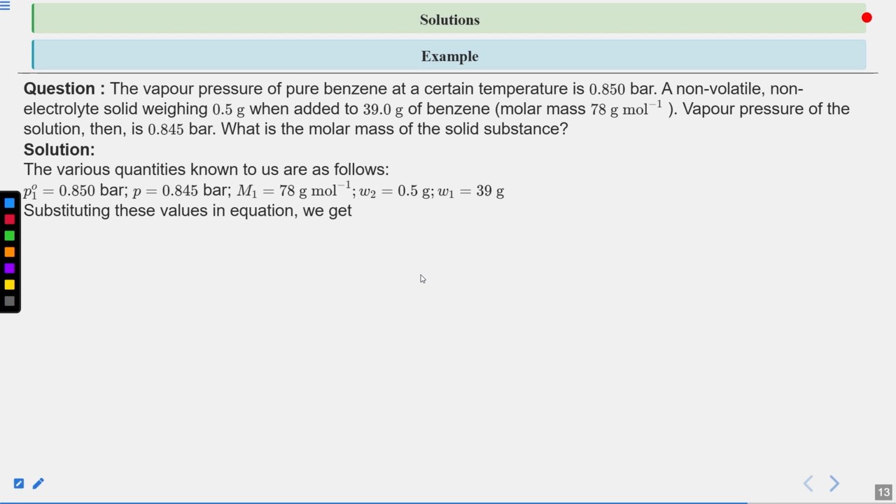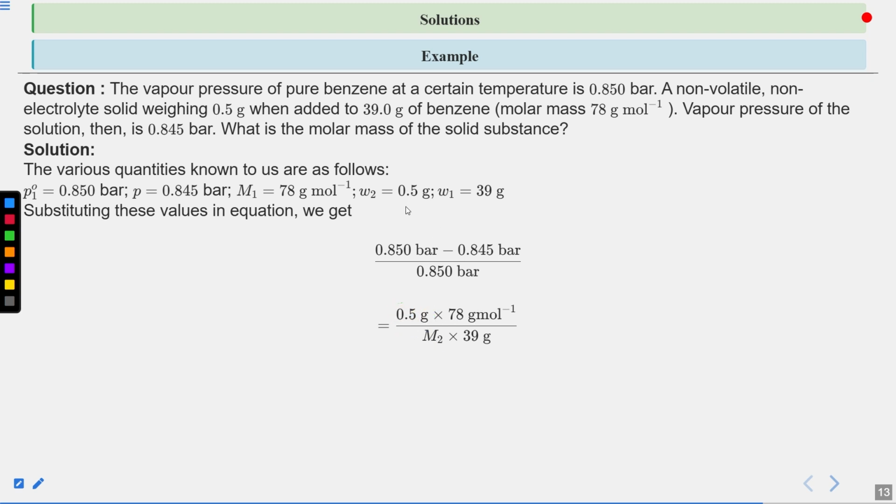So we know the equation very well for the calculation of the molecular mass of the solute. We put all those values. So initial pressure minus pressure after addition, divided by initial pressure, this is your relative lowering term. It will be equal to the mole fraction of the solute.